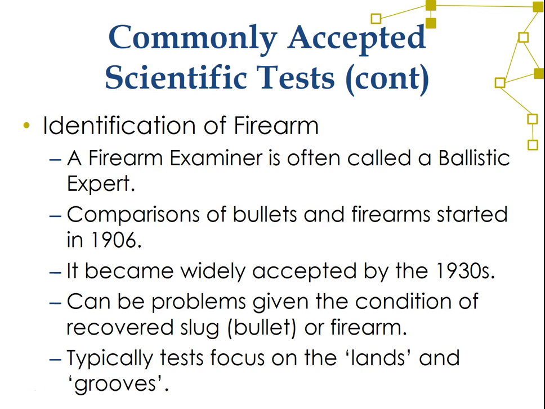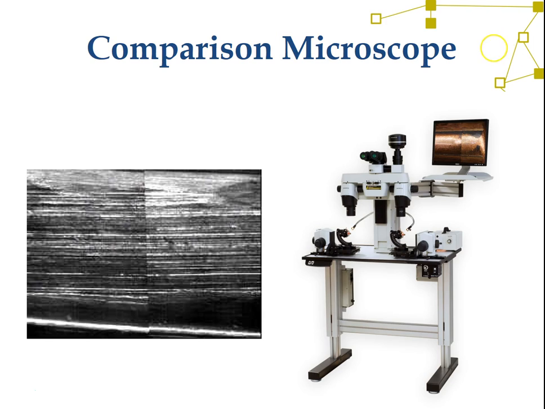Typically, though, tests focus on what we call the lands and grooves. Those are kind of the inside of the barrel, there will be the lands and the grooves. And they might use what we call a comparison microscope to take two different, say, casings, bullets or what have you, or a firearm and a shell casing or a bullet, and compare what we call the striations here. So they will use this comparison microscope in order to do that.